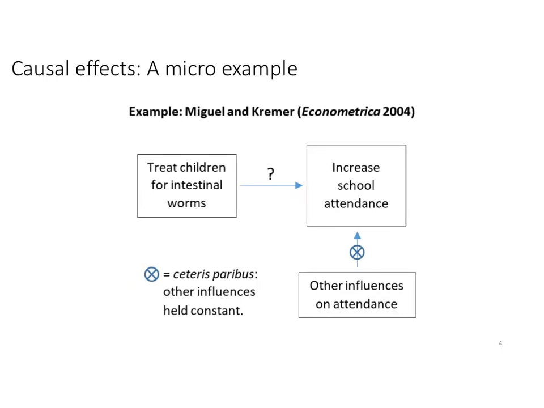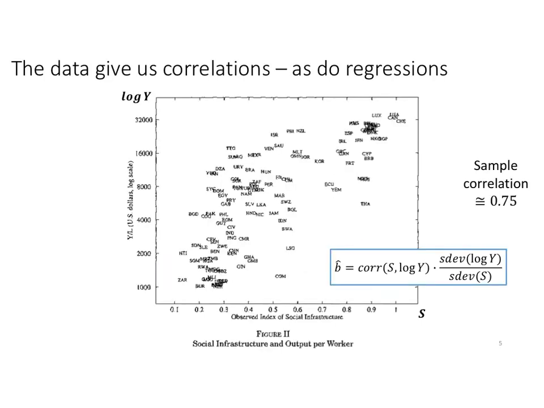A famous microexample is the paper by Miguel and Kremer in Econometrica 2004, one of the early randomized controlled trials. Their question was, if we treat children in northern Kenya for intestinal worms, will that increase their school attendance, and by how much? Acknowledging that there are other influences that could be at work as well.